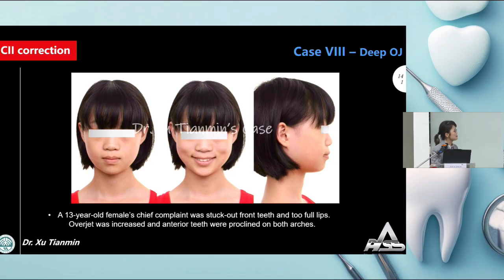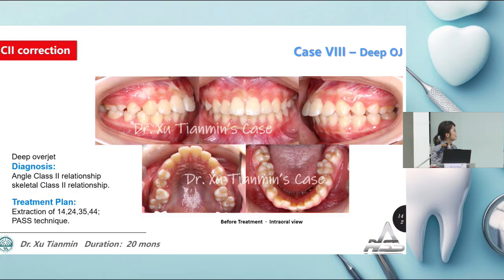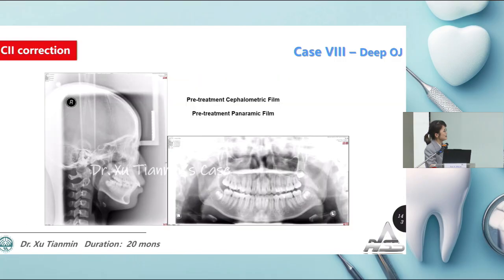Let's see Professor Tianmin's case. A 13-year-old girl, and the chief complaint was stuck out front teeth and full lips. The deep overjet, we can see diagnosis is angle class 2, skeletal class 2. And we extracted 3/4 and 1/5 using PASS technique. We can see class 2 profile.